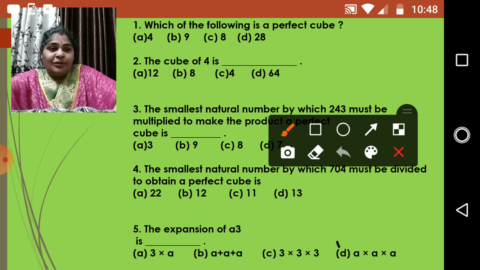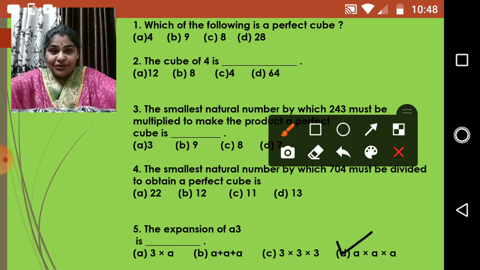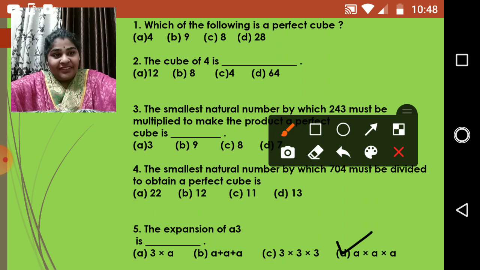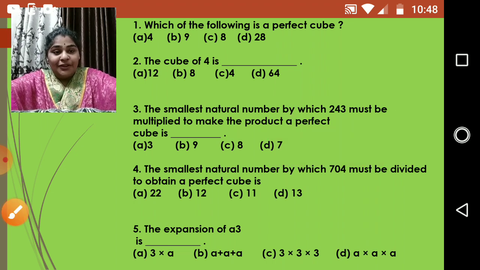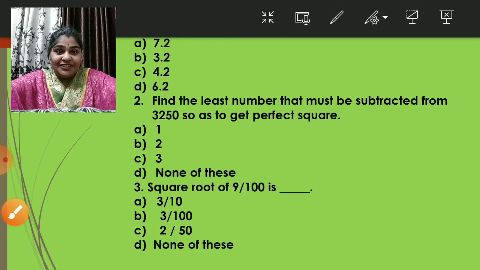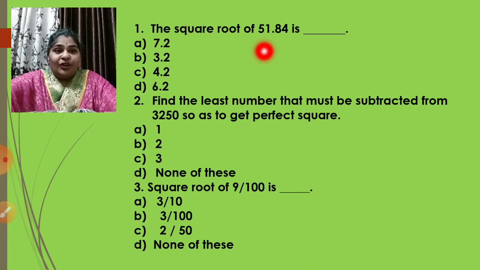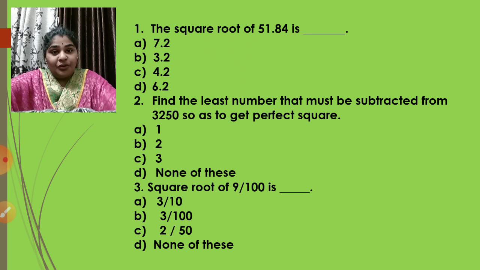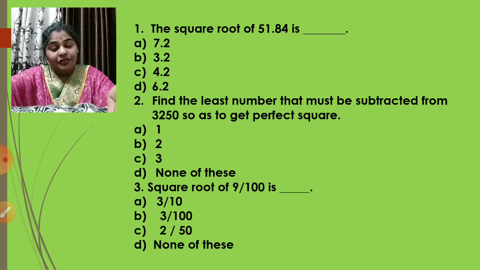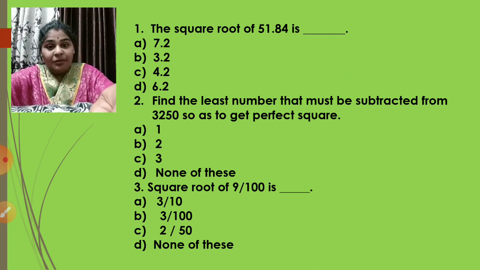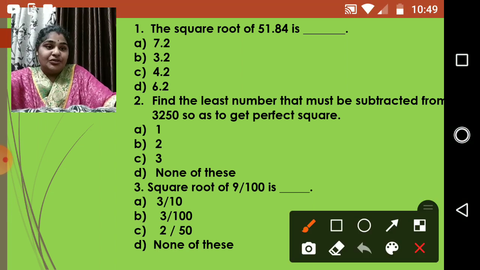So I will choose option number D, that is A into A into A. Alright, I hope this is clear. Let us move further. Square root of 51.84. Now, we have learned the division method to find the square root of decimal numbers, right children? So let me show you that.